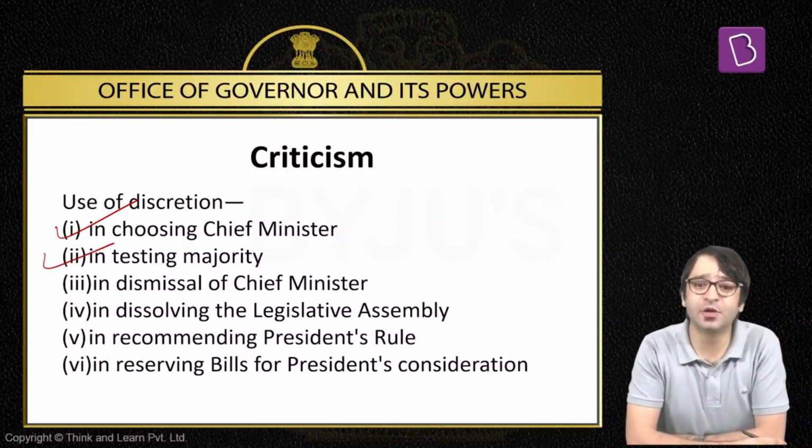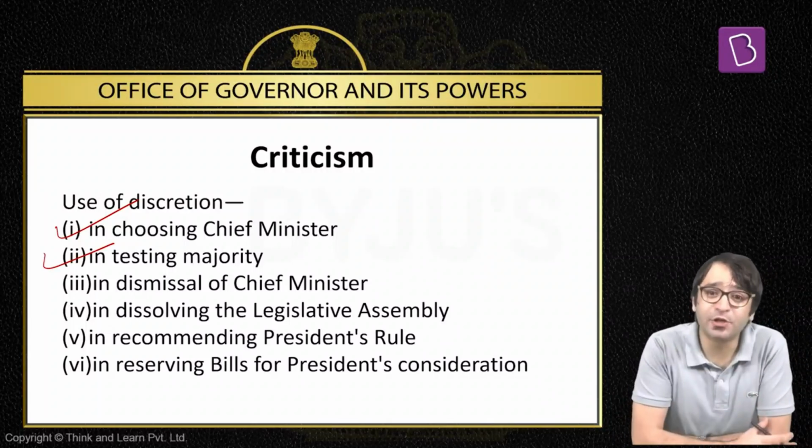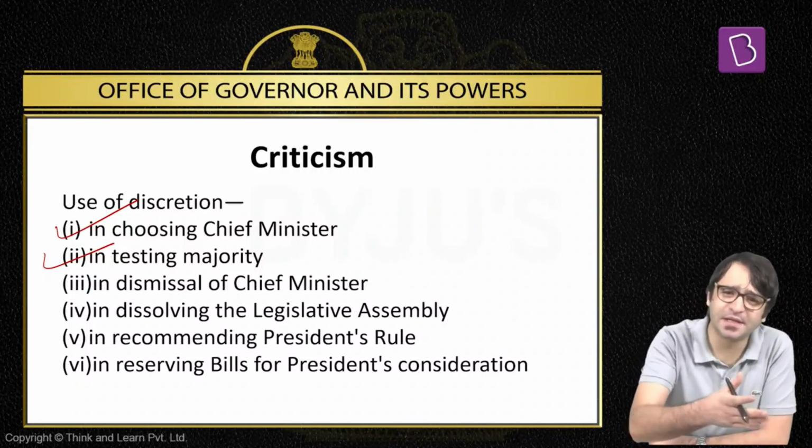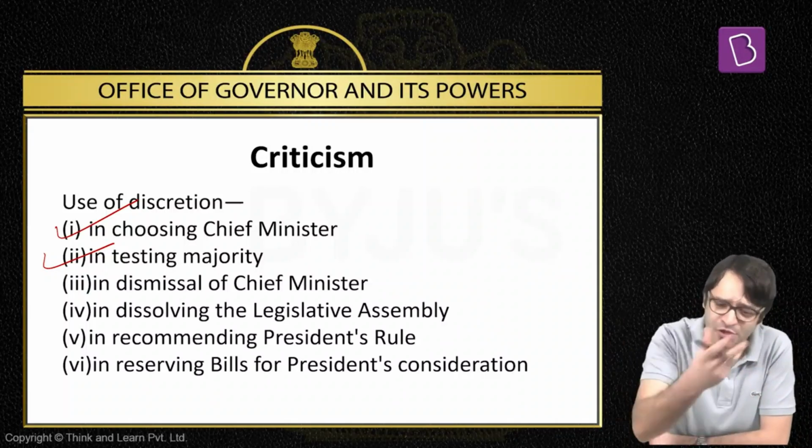Second, in testing the majority. Now, this is something hilarious. Sachin Pilot, the then Deputy Chief Minister of Rajasthan, revolted against the Chief Minister. The Chief Minister dismissed him. The Chief Minister asked the governor, please remove Sachin Pilot. He was removed as the Deputy Chief Minister.